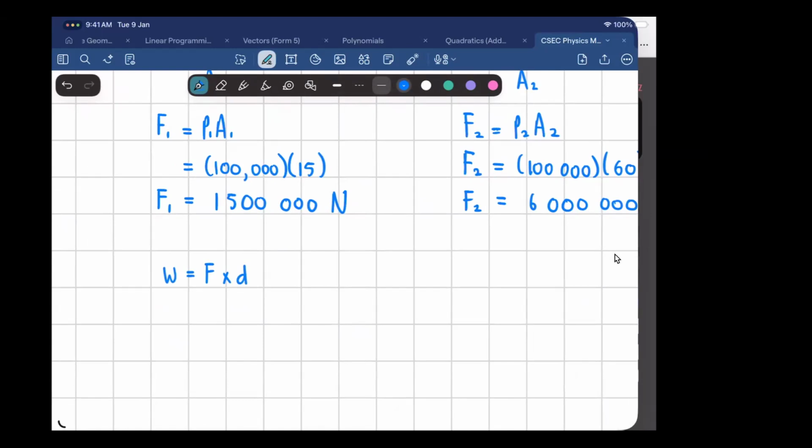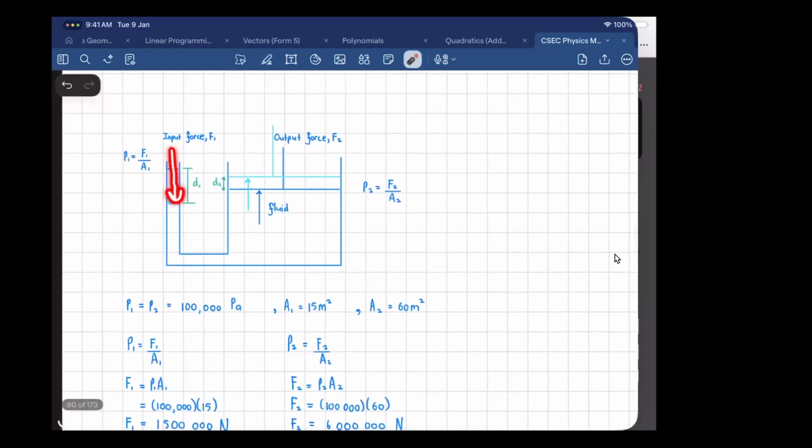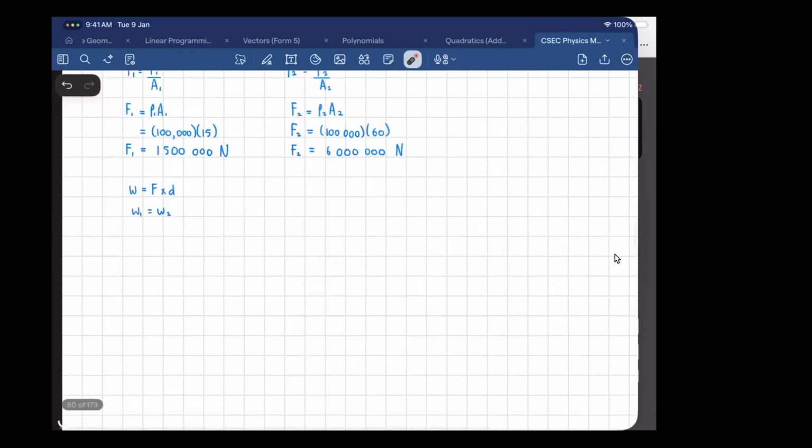So look at what's going to happen. I'm essentially saying that W1 needs to be equal to W2. So I'm saying the work done on this piston needs to be the same amount of work done on that piston. The same amount of work.